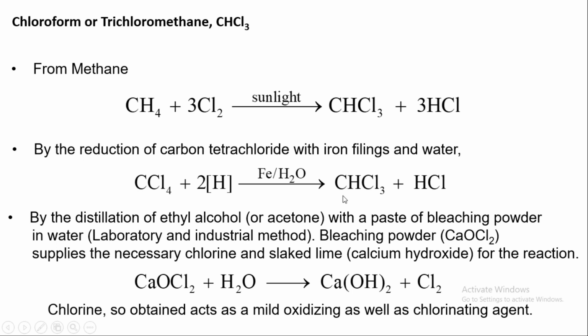So we will get chloroform. As well as, we can get chloroform from ethanol and from acetone. By distillation of ethyl alcohol with a paste of bleaching powder in water, we can get chlorine, which is a very strong oxidizing agent. So how is chloroform prepared? Let us see in the next slide.